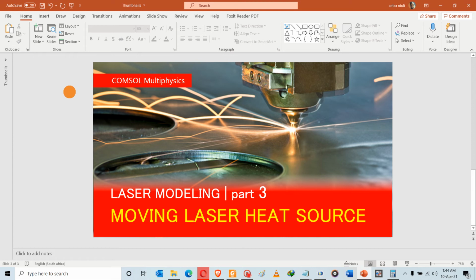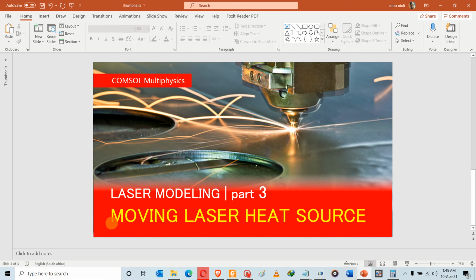In this demonstration, we are going to continue the series of laser modeling demonstrations that we have conducted so far. Here, we are going to demonstrate the moving laser heat source.